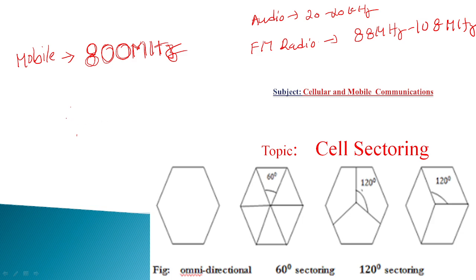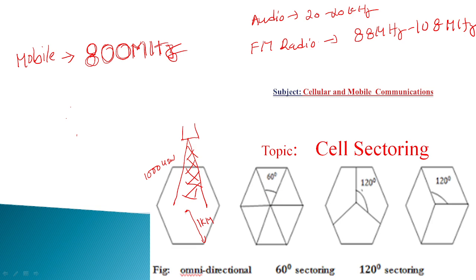So in this, you can see there is a cell site. This is the cell site. Here, just assume the coverage area is up to 1 kilometer. This is the 1 kilometer area it covers. But if you want to increase the number of users, I am assuming this cell site covers 1000 users.